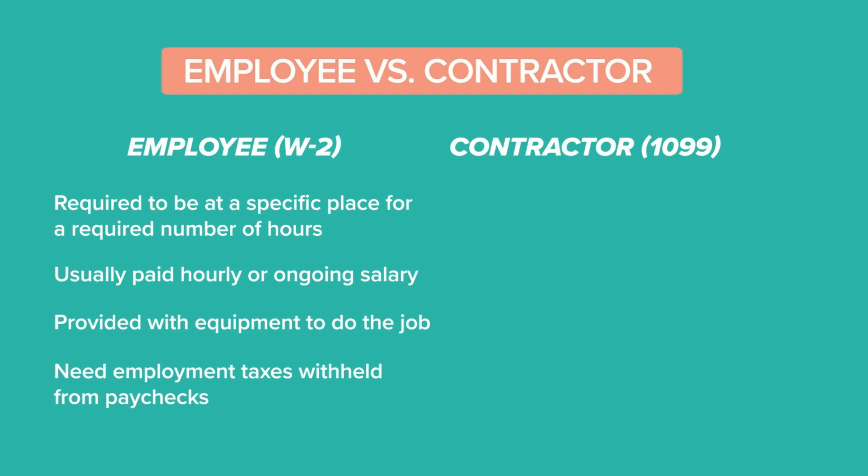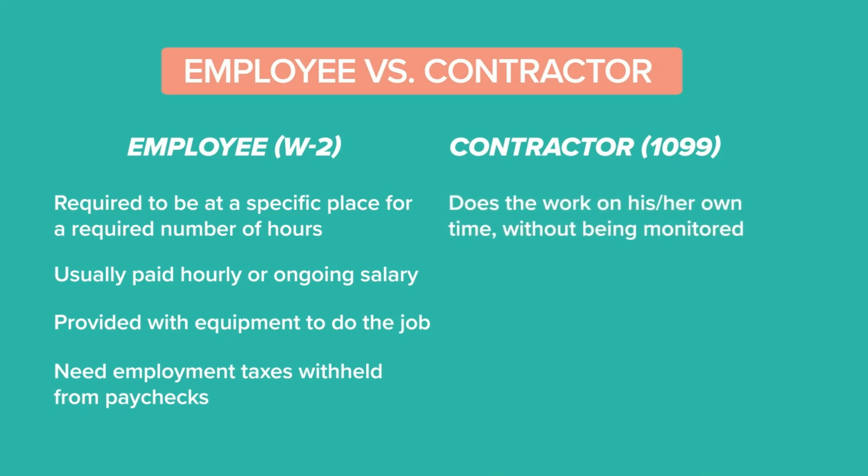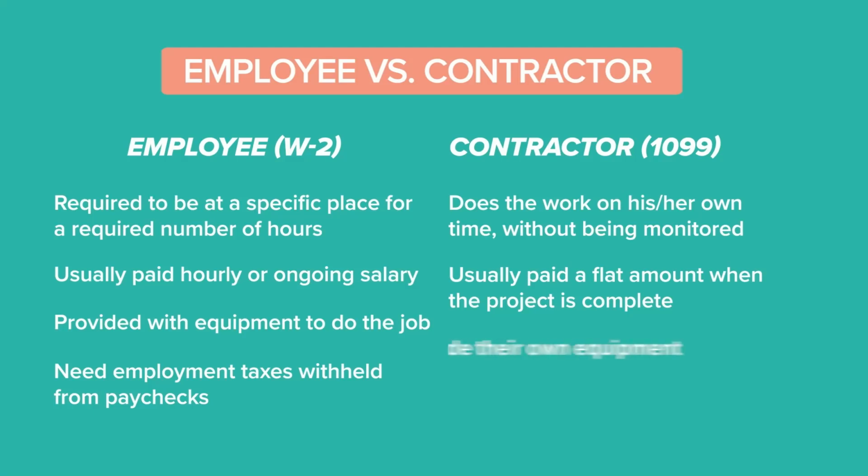On the other hand, if you hire a contractor, they can typically do the work on their own time without the need to be monitored. They can also accept or deny work. Most contractors are paid a flat amount once the job has been completed. They use their own equipment and don't usually require training to do the job. And here's the important tax part for you. A contractor will likely be issued a 1099 NEC, which we'll talk about more in a minute. Some examples of contractors include second shooters for photography, website designers, and copy editors.